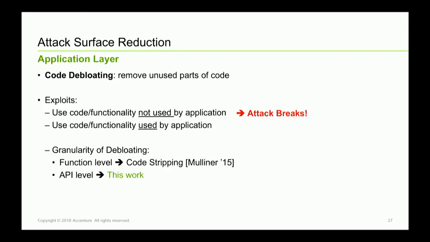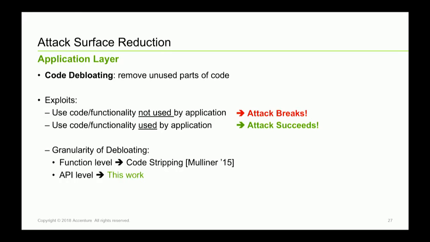But this is an old type of attack. These days, all the hype is around return-oriented programming and gadgets, right? So this type of attack will still succeed even if you remove the functions that are not used by the application. There was some work done previously to remove these functions. That's a level of granularity lower than what we presented before, but that was code stripping. And code stripping says the same thing. It basically removes these functions, these symbols, from the address space of the process.